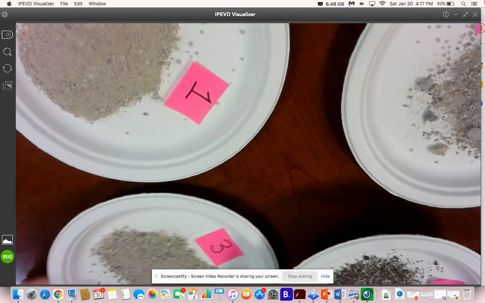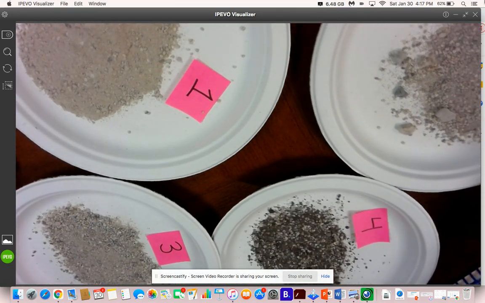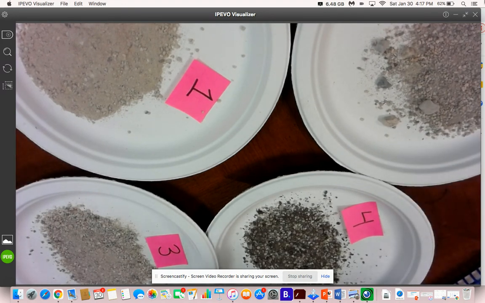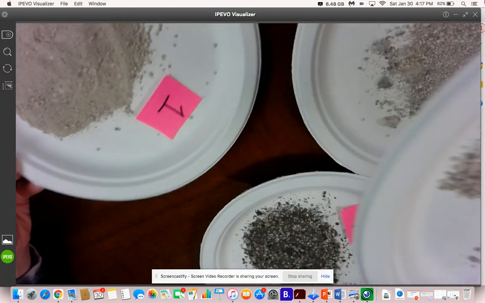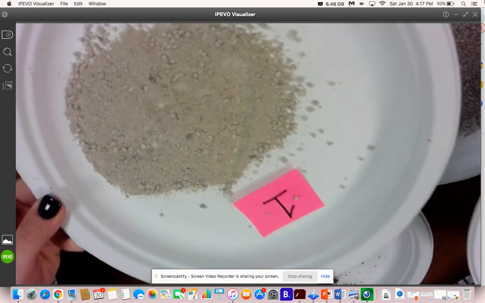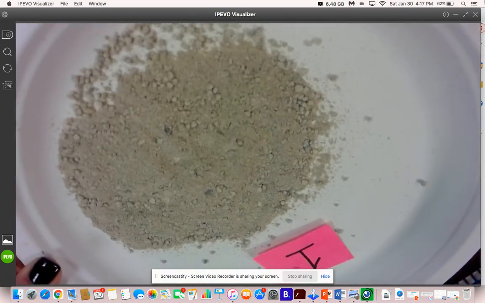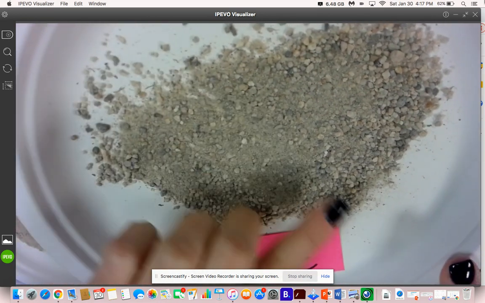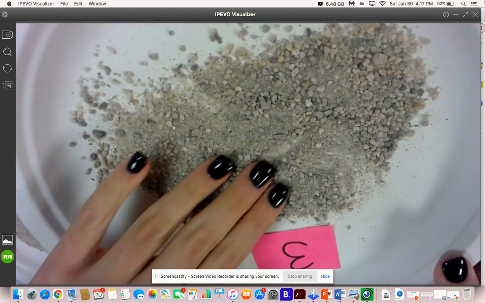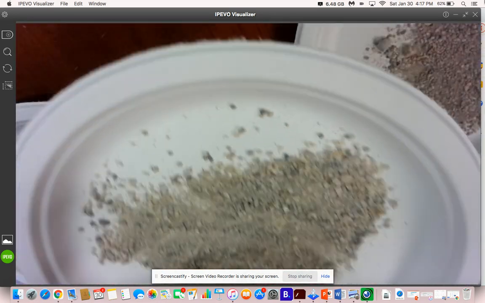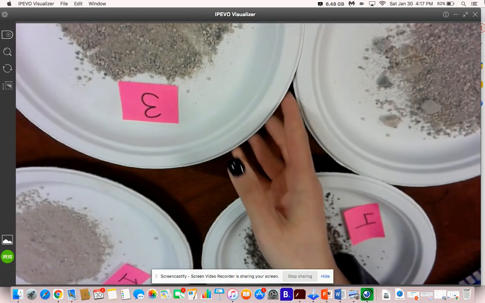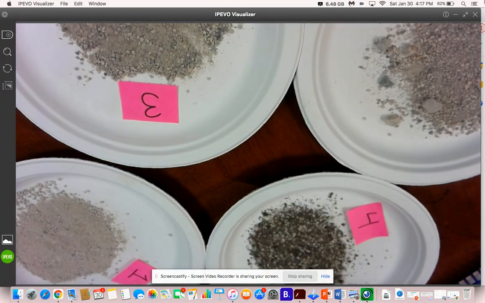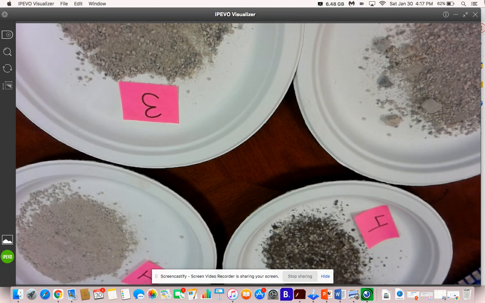Now, the next kind of rock that could be in soil is sand, okay? So let's take a look at 3 and 1. Okay, if I shake it a little bit, you can see that it's kind of sandy, right? So if we move it around a little bit, it's kind of sandy. Now, sand is a form of rock. If you didn't know that, now you know. Okay, and sand is about 1 to 2 millimeters long.